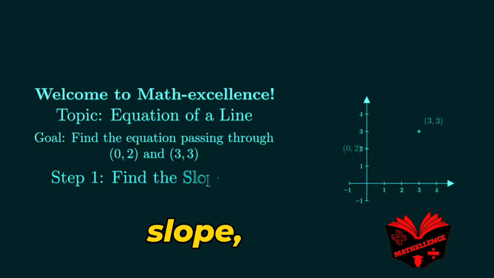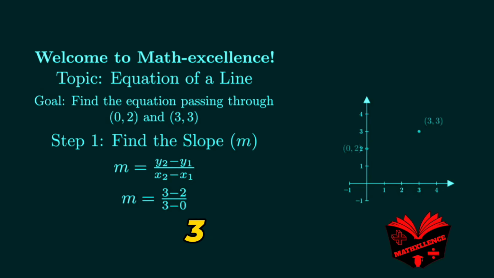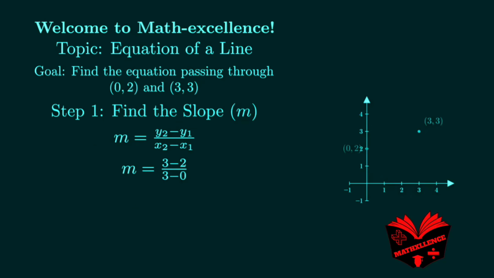First, we need to find the slope, often represented by the letter m. The slope is the change in y divided by the change in x. Plugging in our values, we get 3 minus 2 in the numerator and 3 minus 0 in the denominator. This simplifies to a slope of 1/3.